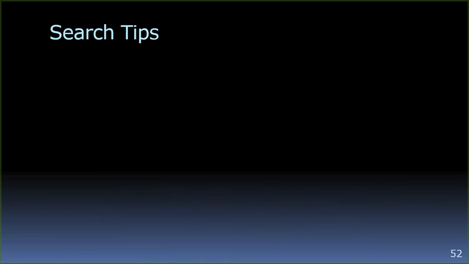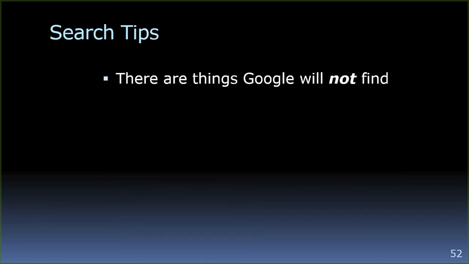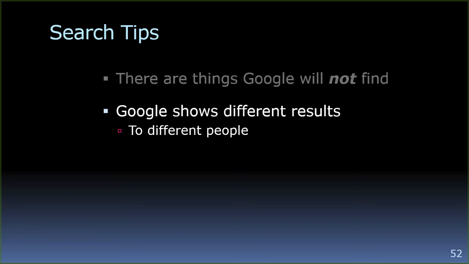Now, when you're searching for something, just a couple of tips here. First of all, realize that Google will not find everything on the internet. There are many, many, many things that Google will not find. And Google will show you different results to different people. Google's constantly watching you, seeing what you're interested in. So it's going to tailor the results to fit what it thinks your particular needs and desires are.